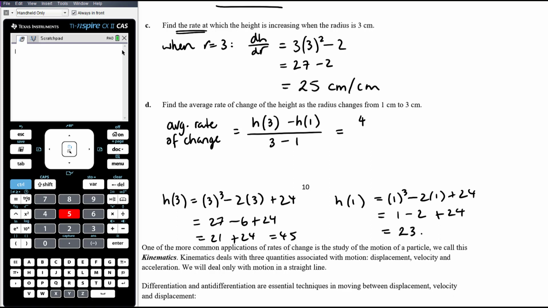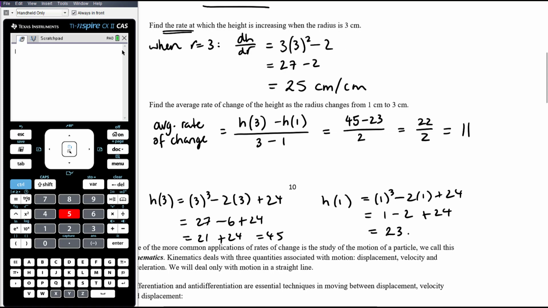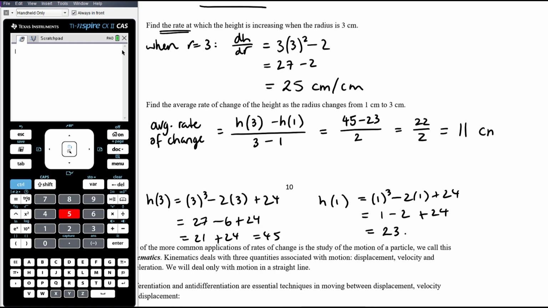So this is 45 minus 23 over 3 minus 1, which is 2. 45 minus 23 is 22 over 2, and so it is 11. It's an average rate of change, so the average rate of change is 11 centimetres per centimetre, units of height per units of radius.